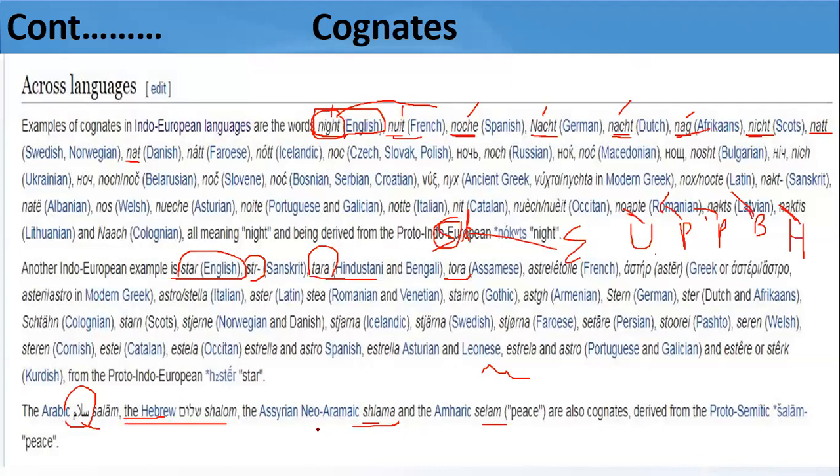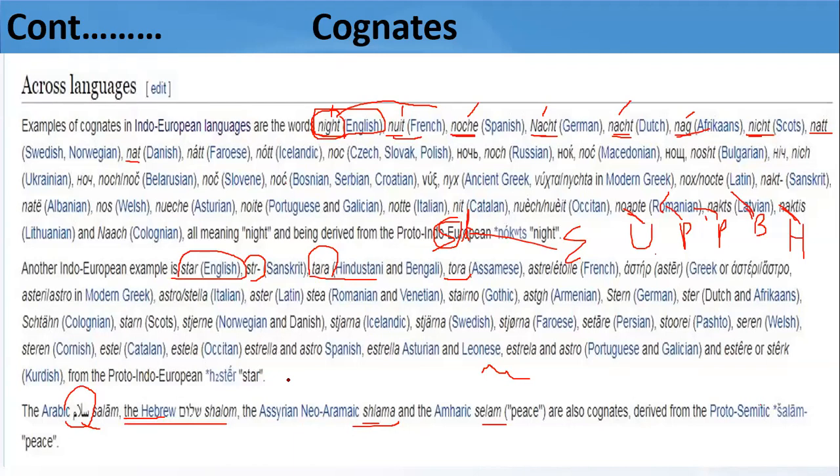So all these words seem to be alike, similar in terms of form, and they seem to be similar in terms of meaning as well. That is why they are the cognates of one another. And this is how the Arabic language, Hebrew language, Pashto, Urdu, Punjabi, these languages are connected and linked to one another. This is an example of one single word only.